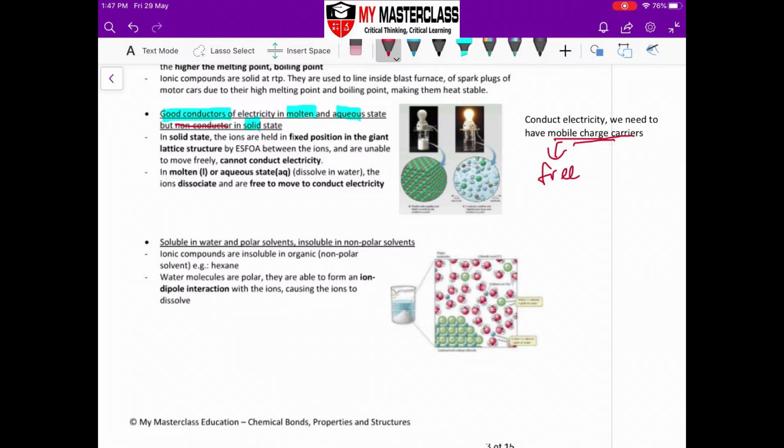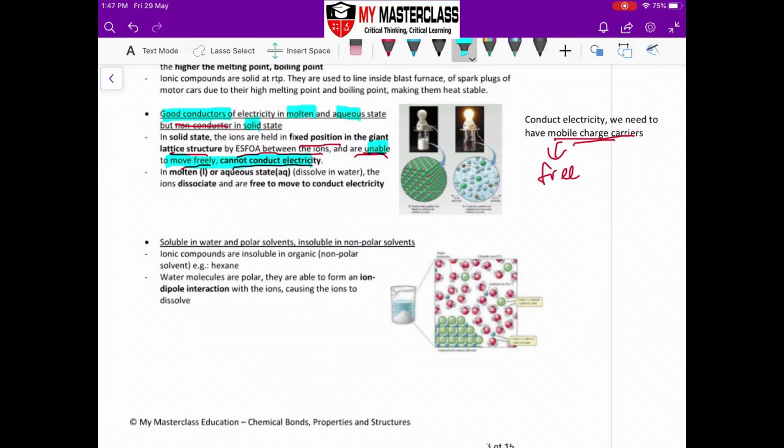So what's going to happen in solid state? The ions are held in fixed position in a giant lattice structure by strong electrostatic forces of attraction between the ions, and they are unable to move freely, so they cannot conduct electricity. If you remember solid state in kinetic particle theory, the particles are arranged vibrating about fixed position. So they are fixed and they are vibrating. They are not mobile, they are not free, so they cannot conduct electricity.